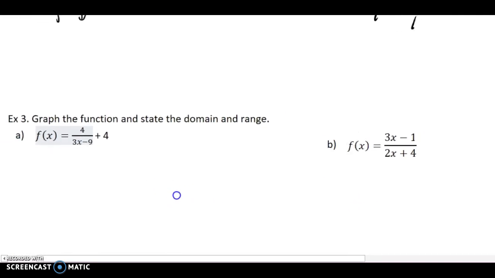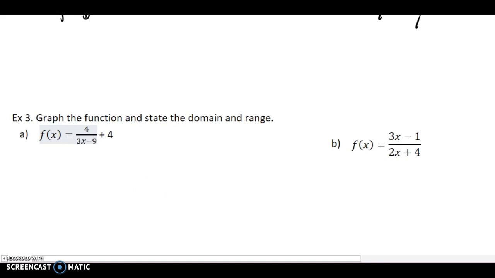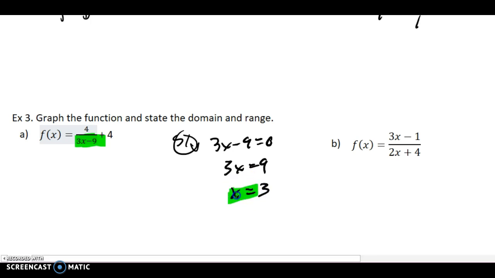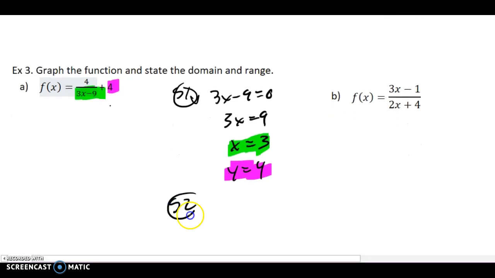So on example 3 we have the 2 different types, so we're going to do step 1 again. So step 1 is we're going to take this denominator and set it equal to 0 and solve. And that is our vertical asymptote. Next we have plus 4, and that's our horizontal asymptote. So that's y equals 4. I'm going to highlight that. Okay. Then step 2 here is going to be plot asymptotes.